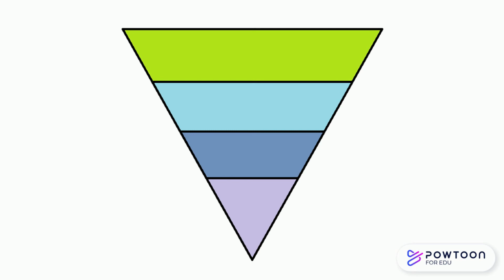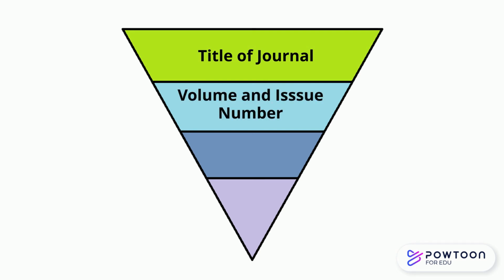The top is the broadest category, the title of the journal itself. Then we narrow it down to which journal, with the volume and issue number. Then we narrow it down even further to the page numbers. And finally, the specific link the reader can click to go to the exact article.